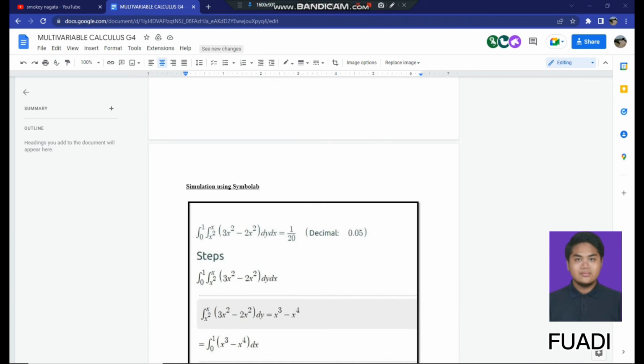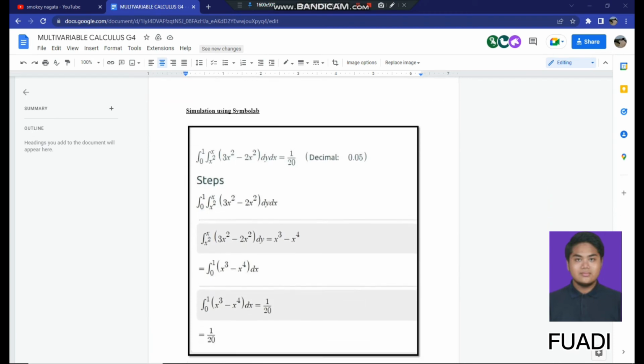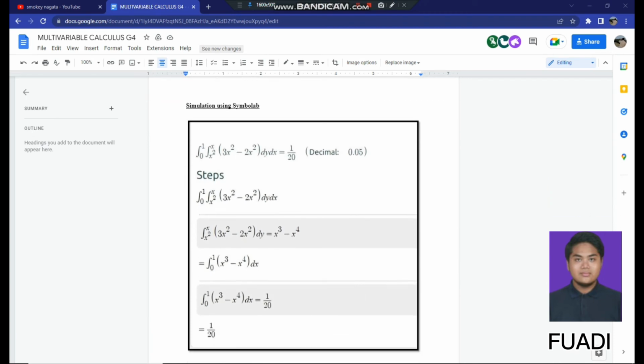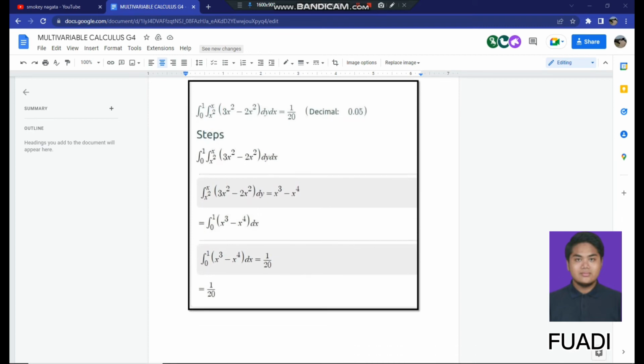And lastly, for the simulation, still using Simulab, and for the steps, these are the equations, and this is the step from Simulab that shows the step calculation, and this is the last answer from Simulab. That's all from me. Thank you.